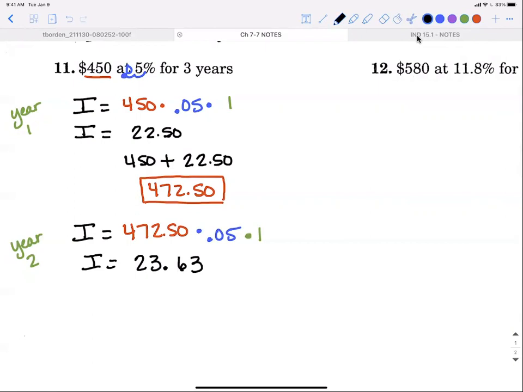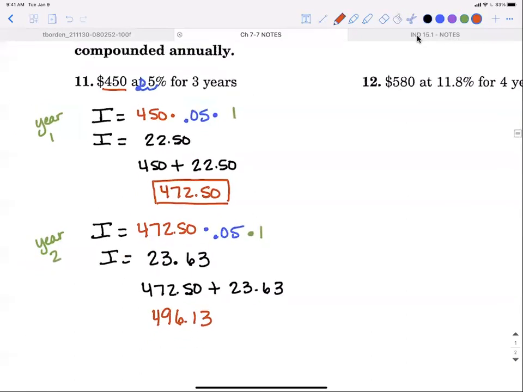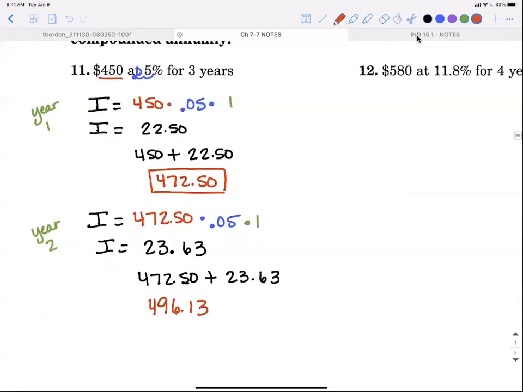Now we take the amount we started year two with, which was $472.50. We add the interest that we earned in year two, 472.50 plus 23.63, and our new amount at the end of year two is $496.13. All right, that's at the end of year 2. Notice we have to go to year 3. So we're going to come out here and do it one more time, year 3.